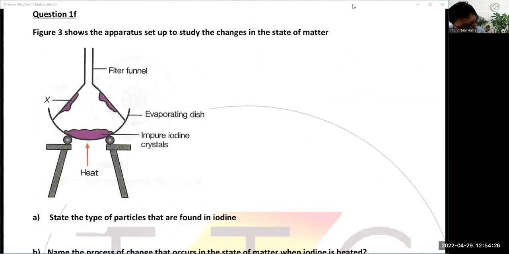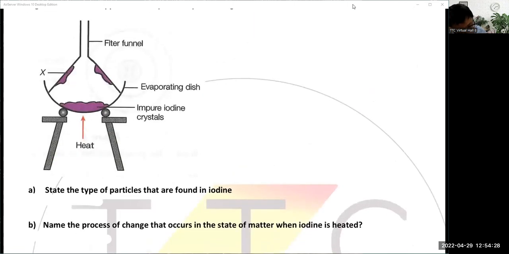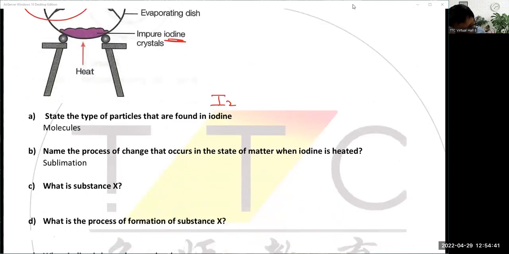Then after that, for this one, type of particle formed in iodine. Iodine is a molecule because iodine is I2. Then in the process that take place, you can see here, iodine you heat then become solid here. So it's a sublimation. What is substance X?